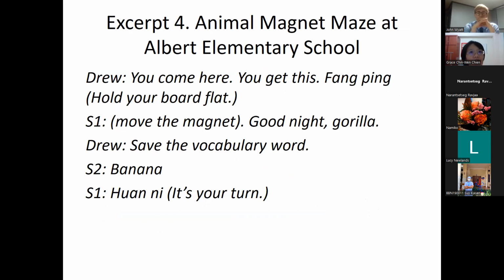Another one is a magnet. So for me, this one is not really authentic because the teacher tried to teach the contents about how magnets work, but actually the teacher just taught a picture book and used the animals. So the teacher said, can you come here? You get this. 放平 means hold your balls flat. So the students began to move the magnet on the buttons of the flats on the board. Good night, gorilla. The teacher just used a story, Good Night, Gorilla, to review the story, but actually it has nothing else to do with the magnets.